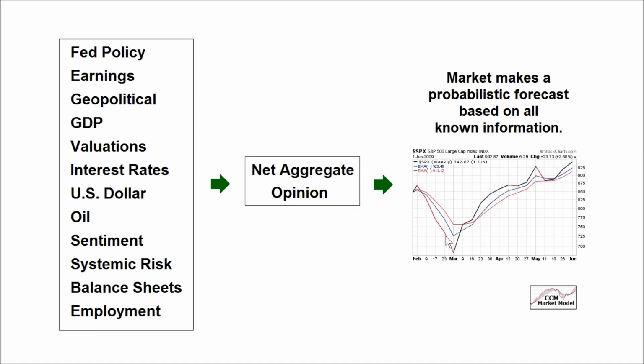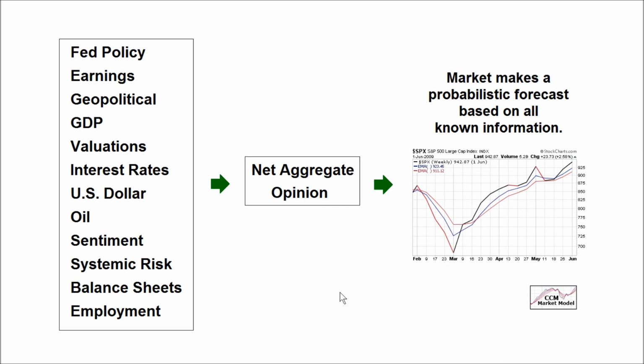This is what the stock market looks like when the net aggregate opinion of all the inputs is bearish. This is what it looks like when the net aggregate opinion, or the conviction of the economic and stock market bulls, is greater than the conviction of the stock market and economic bears.